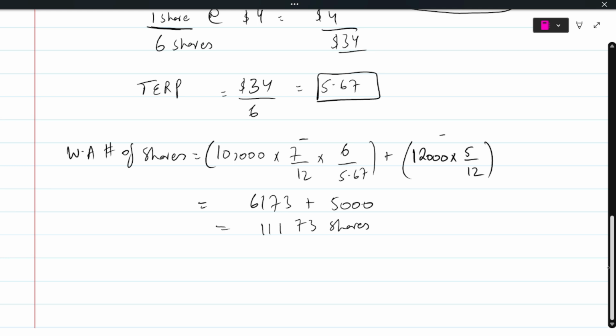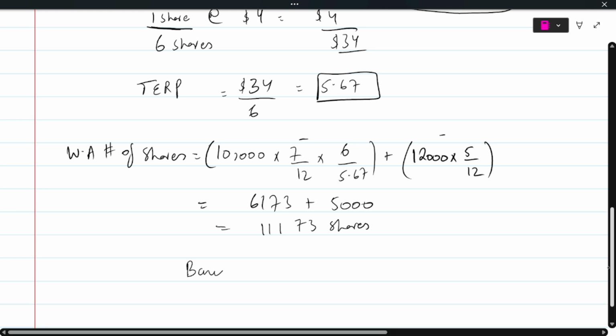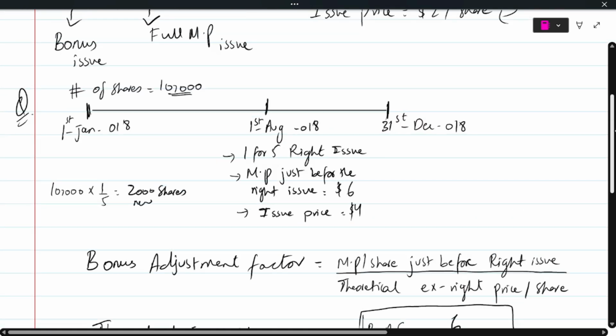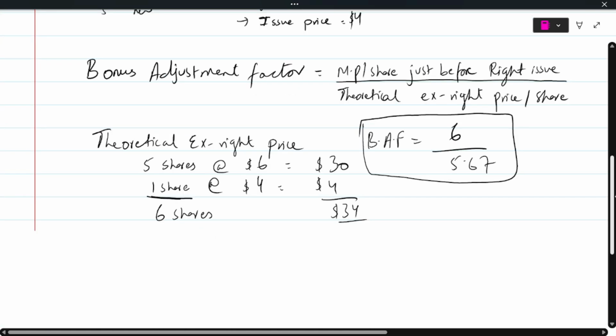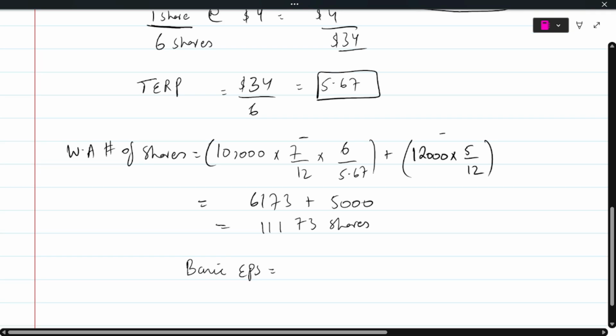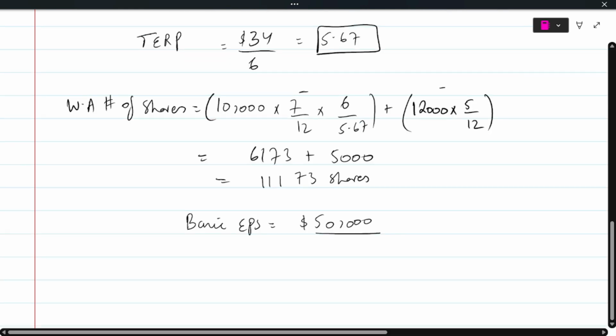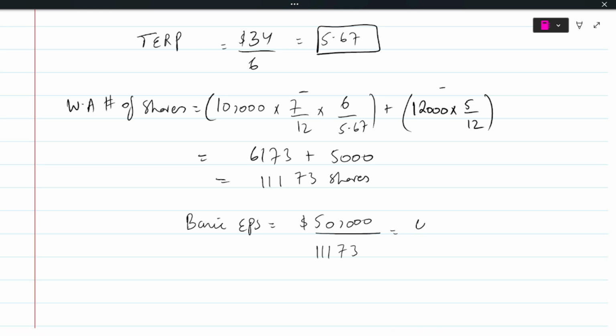And now since I have my weighted average number of shares, I'm going to calculate my basic EPS, right? My basic EPS is going to be, what's the earning? So I didn't write the earning, but let's say the earning is 50,000. Okay. Let's just take a number. So my earning is 50,000. And my weighted average number of shares is 11173. So if I divide these, I am getting 4.47 per share. Okay, so this is my basic EPS, 4.47 per share.